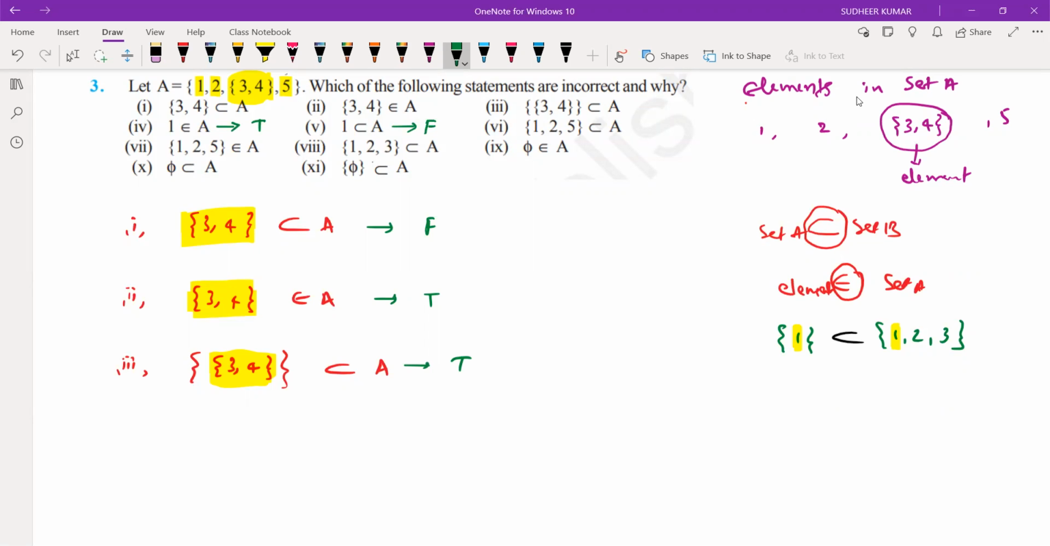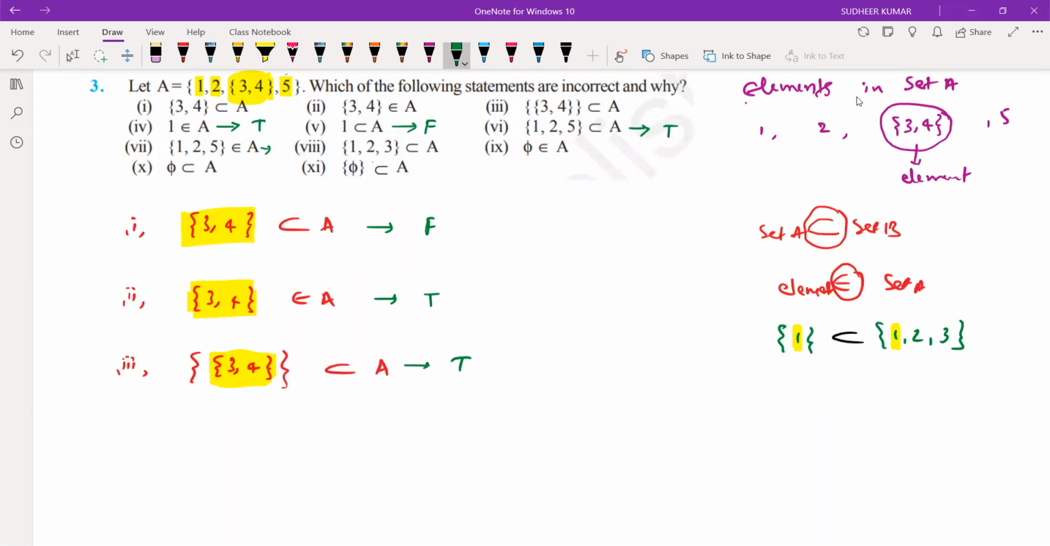Here a statement is given as correct or incorrect. So if you want, instead of true or false, you can write correct or incorrect also. Next, go to the sixth one. Set of 1 to 5 is a subset of A or not? Yes, sir. So it is true. Next, the seventh one: set of 1 to 5 belongs to A.